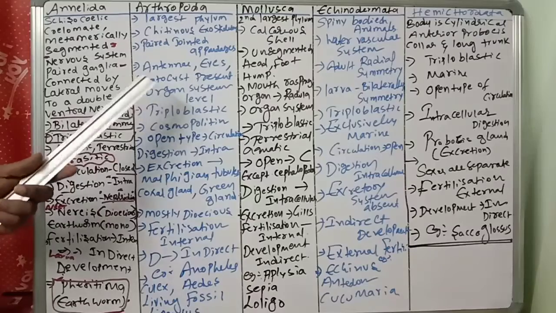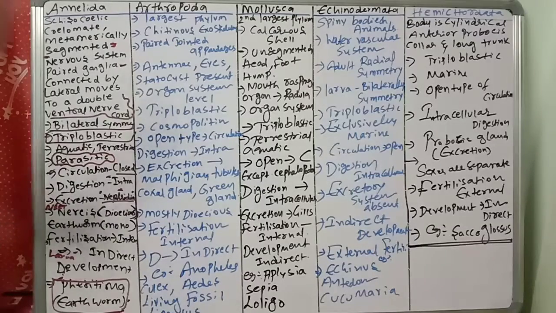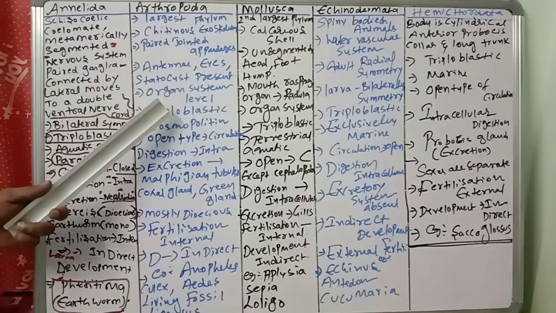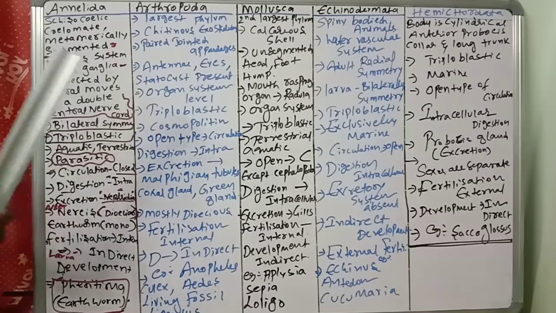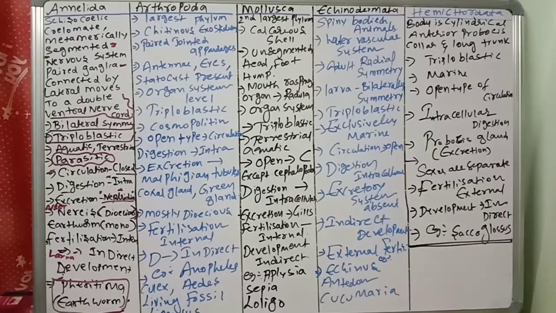What kind of organization do Arthropoda have? Organ system level organization, so digestive system, respiratory system, excretory system, like that. Arthropoda are triploblastic. What's the meaning of triploblastic? They have three layers in their body: ectoderm, mesoderm, endoderm. They are cosmopolitan. They live in different areas, anywhere in the world they will survive.